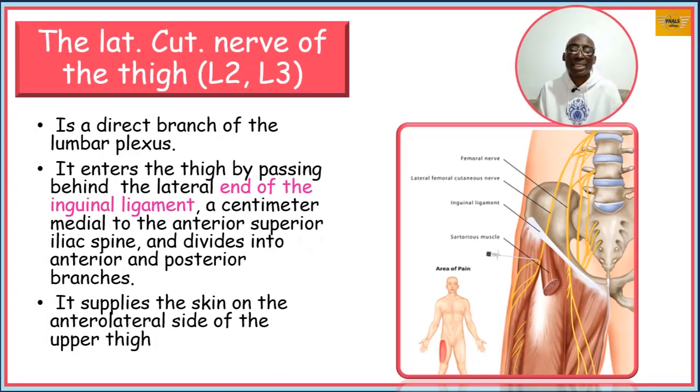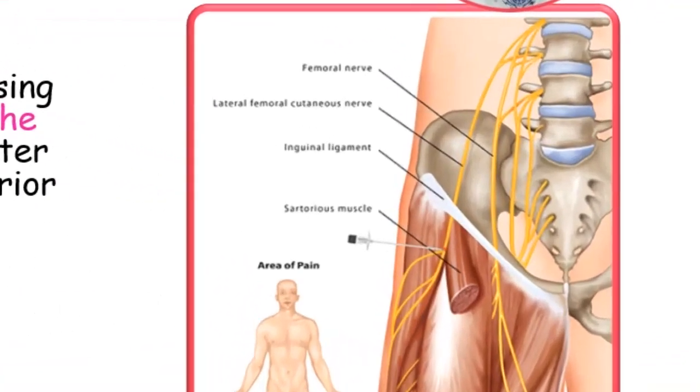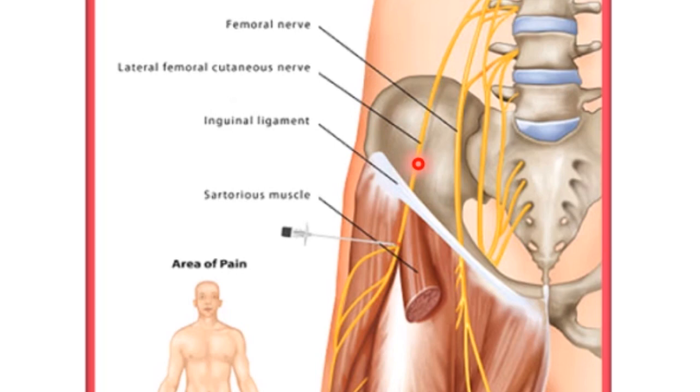The next content of the femoral triangle is the nerve we call the lateral cutaneous nerve of the thigh, and the root values are L2, L3. Now here is the lateral cutaneous nerve of the thigh, and then medial to it is the femoral nerve. This nerve is actually a direct branch from the lumbar plexus. Just like the femoral nerve, it will enter the thigh, passing deep to the inguinal ligament. Also like the femoral nerve, it is seen outside the femoral sheath.